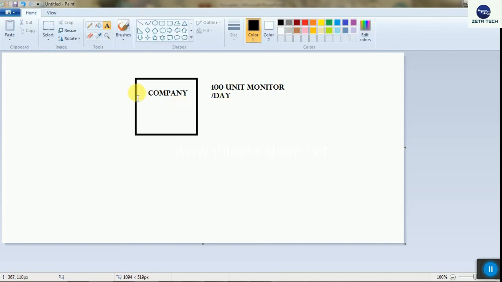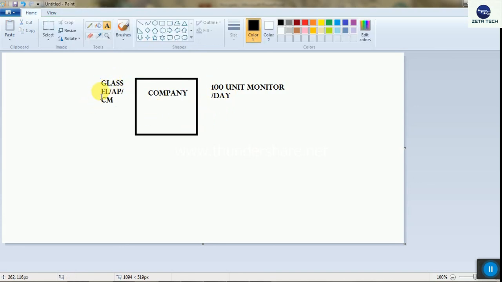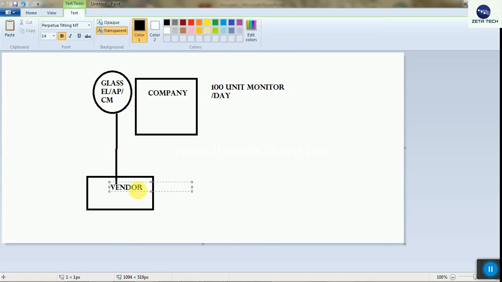From that, the company requires raw material. What is the raw material of a monitor? The raw material of a monitor is glass, electronic appliances, and chemical ingredients. This type of raw material is required to produce one unit of monitor. This is the requirement of the company. Who provides this requirement? It is provided by one entity, which is called the vendor.